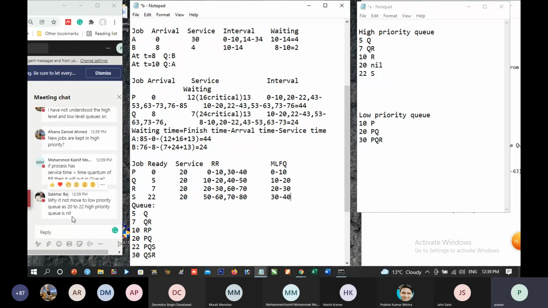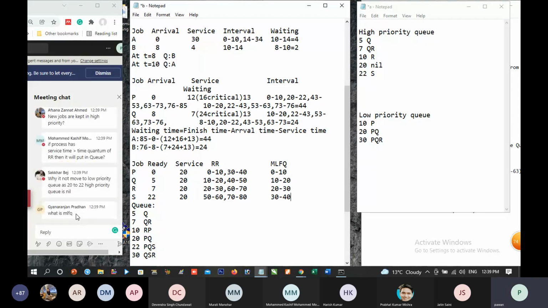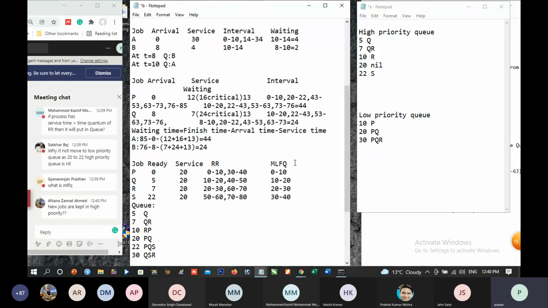Yes, that is correct. Sekhar, we shall be talking about this a little later. Why is it not moved to the low priority queue, as 20 to 22 the high priority queue is nil? I have not understood, Sekhar, what are you telling? Multi-level feedback queue. It is the multi-level feedback queue.